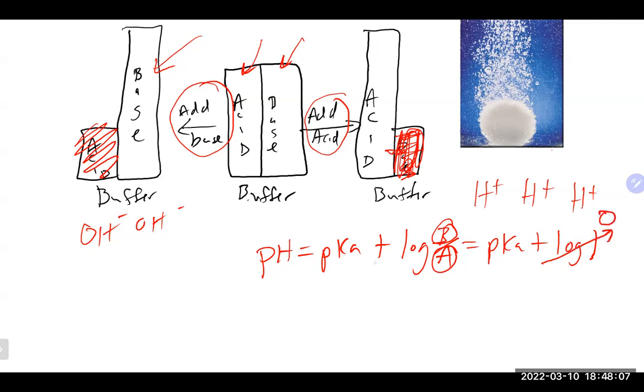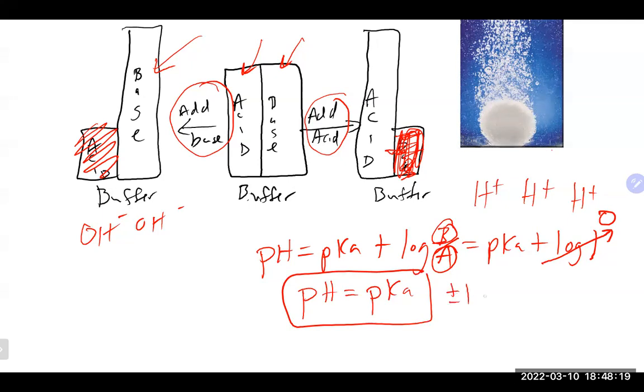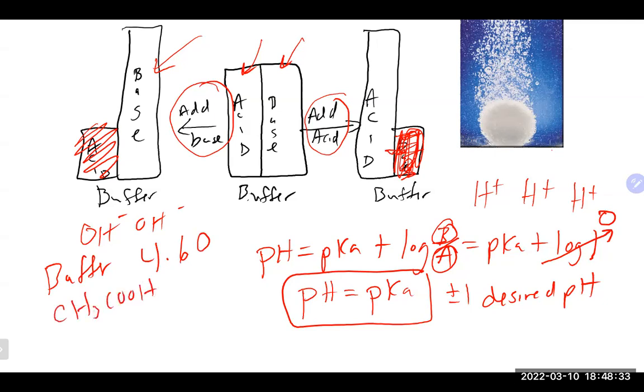0, which means if you ever want to choose what you should make your buffer out of, you typically want to choose an acid or a base that has a pKa value of plus or minus 1 of your desired pH. So for example, if you wanted to make a buffer at a pH of like 4.6, acetic acid is a great one for that. As we saw earlier, 4.74 is the pKa value for acetic acid. That's pretty close to your desired pH.